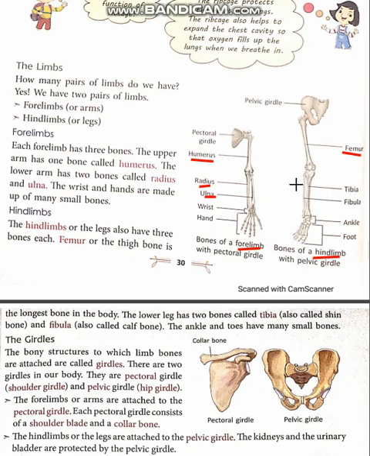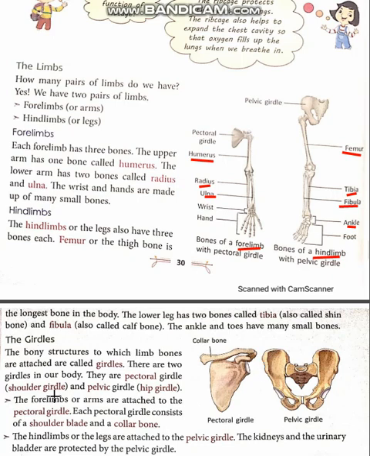Okay, then again a joint is there. After the joint, there are two bones, like the radius and ulna in the hand. We have the tibia and fibula in the leg. In the hand we have the wrist, in the leg we have the ankle. In the forelimb we have the hand here, and here we have the foot, again made up of small bones. Okay class, read this.